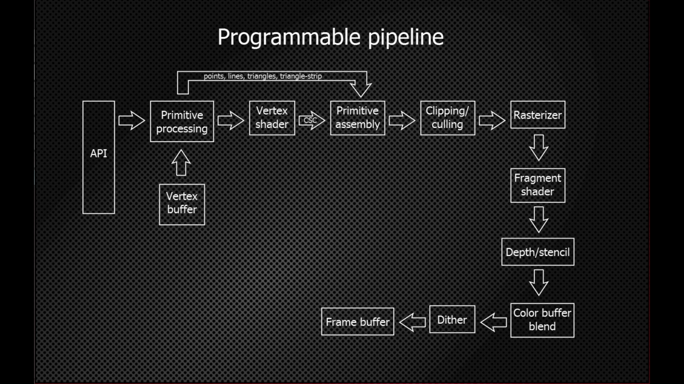After that comes a clipping and culling step. Culling is removing primitives that are facing away from the camera. Once that's done, the primitives are passed one at a time to the rasterizer, and that will generate spans of fragments or slightly simplified pixels. Each fragment is then fed to the fragment shader one at a time to calculate the color. And then comes the depth and stencil test, which may discard the pixel if it's not visible. And finally, the pixel is alpha blended and possibly dithered before ending up in the frame buffer.